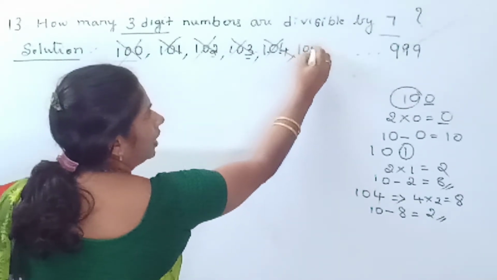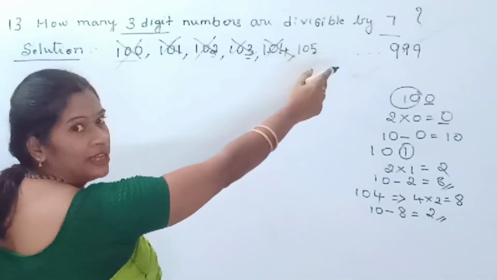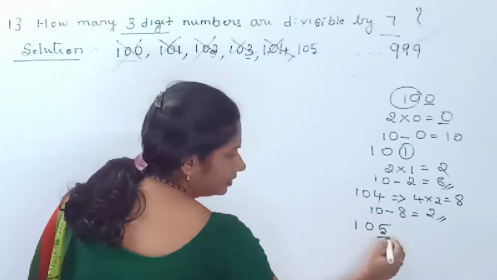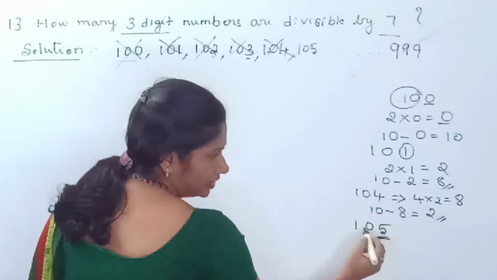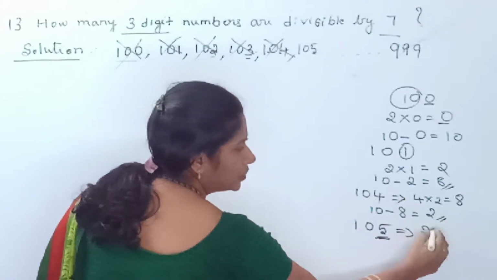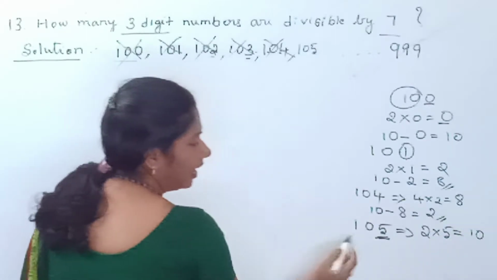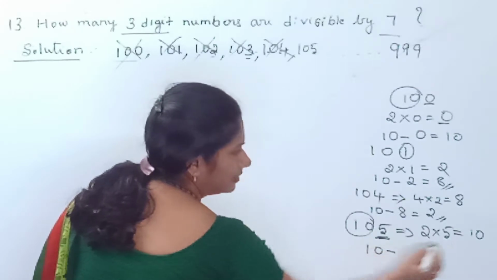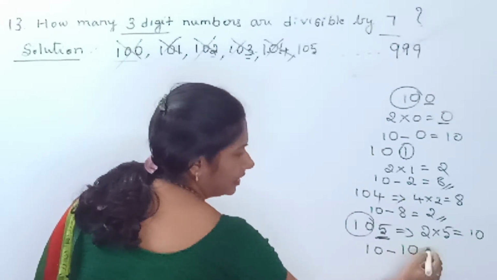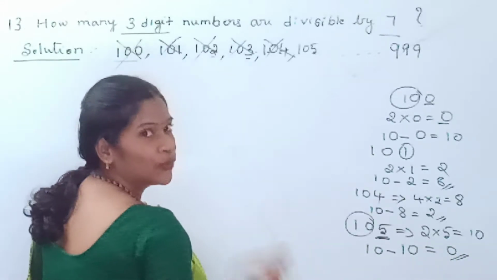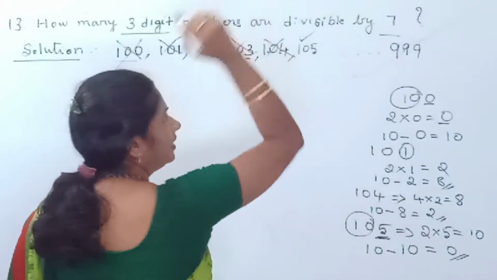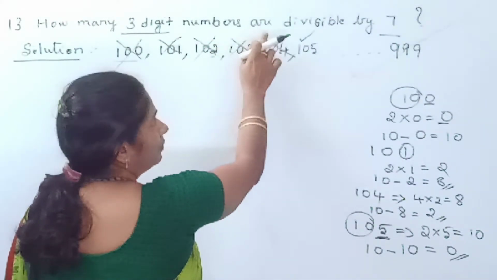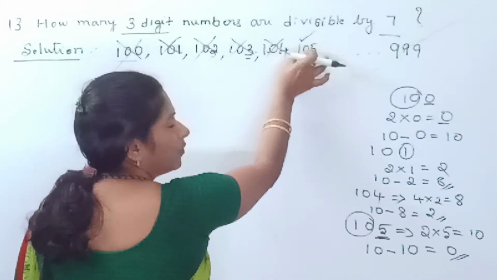Now let us check whether 105 is divisible by 7 or not. How will you find, children? Apply the rule for 105. The unit digit is 5, so twice the unit digit, 2 into 5, is 10, and the remaining part of the number is 10. So subtract, children. 10 minus 10, the answer is 0. So what is your conclusion? 105 is divisible by 7. The least 3 digit number which is divisible by 7 is 105.